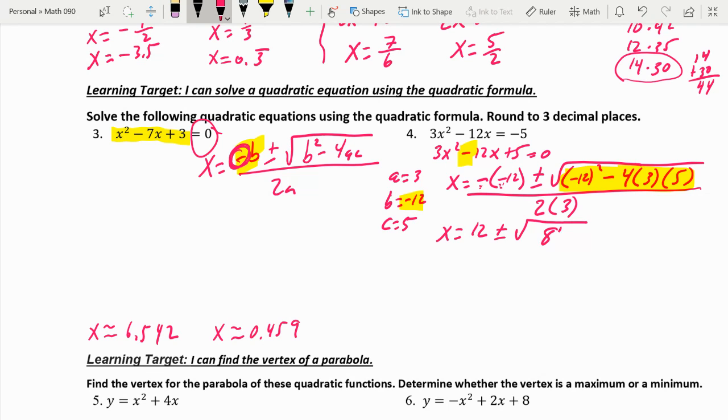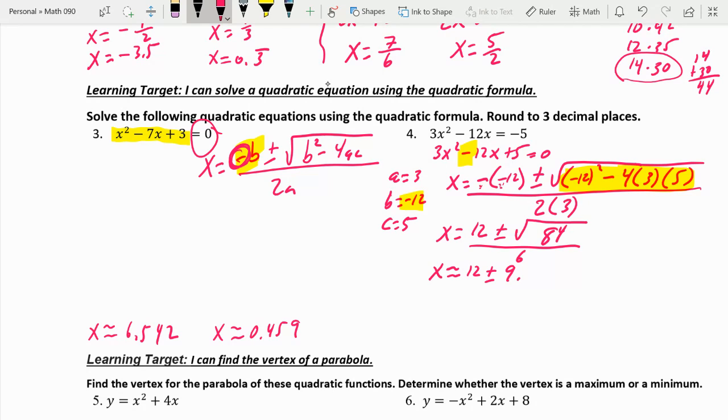All right. So we have 84 over 6. Now, when you grab your calculator, figure out what the square root of 84 is. It's not a perfect square. So we have 12 plus or minus the square root of 9 point, what was the square root of 84? Sorry about that, guys. I forgot to write that down on my paper.